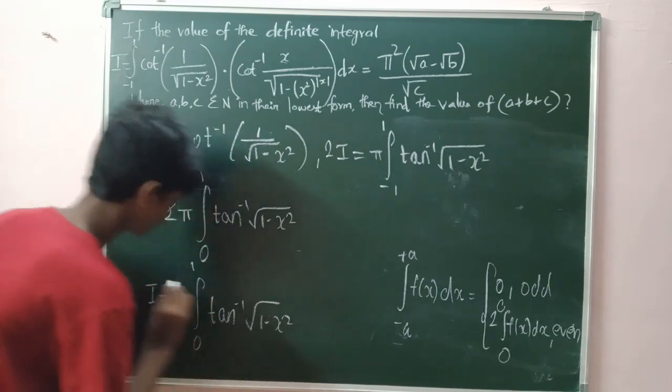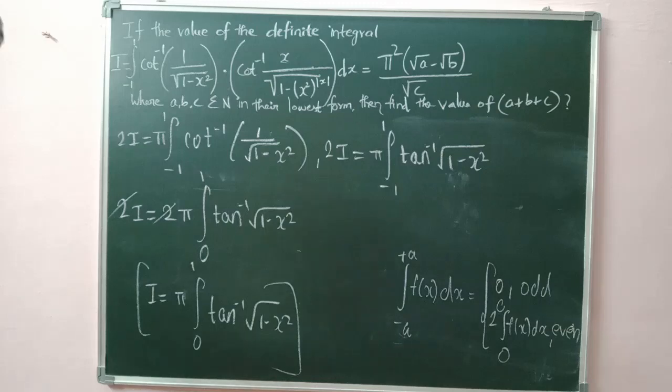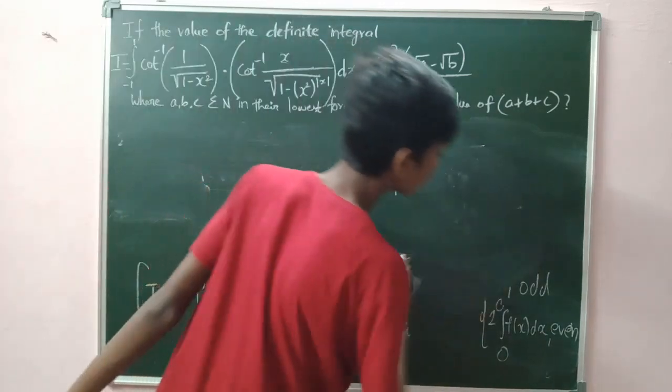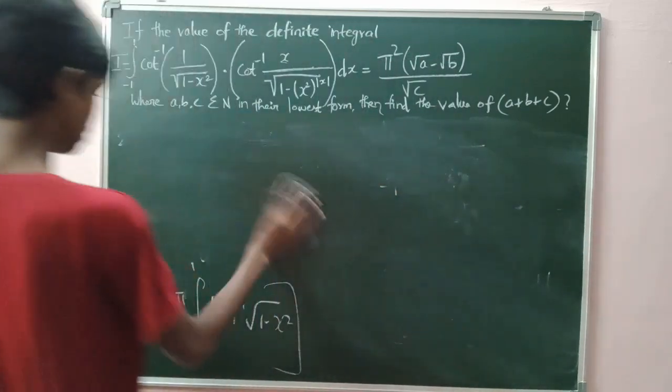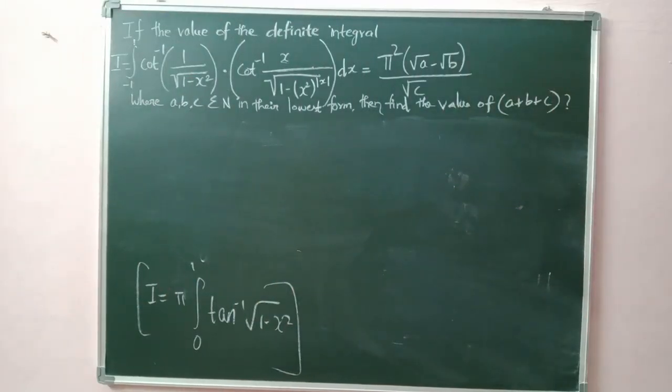This is something we will be left out with. Okay people, just by using the basic property of your definite integral, this is the final integral. We got to know that. Now people, think what I can do.